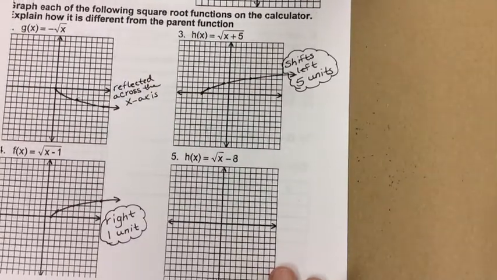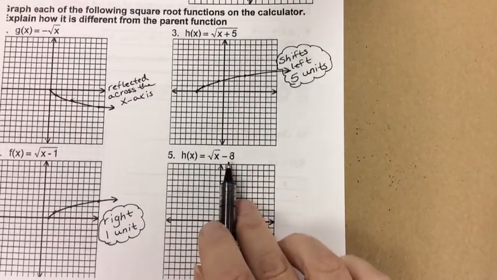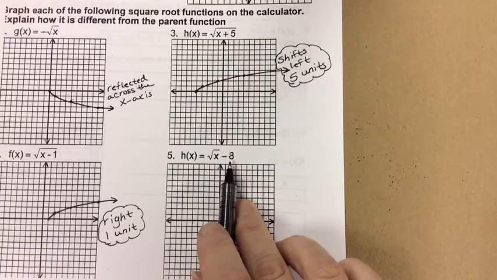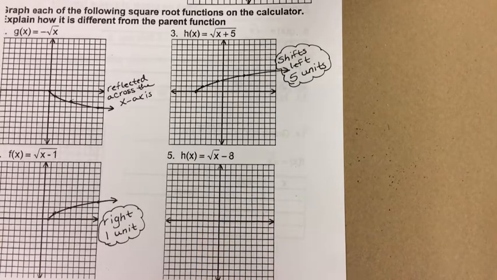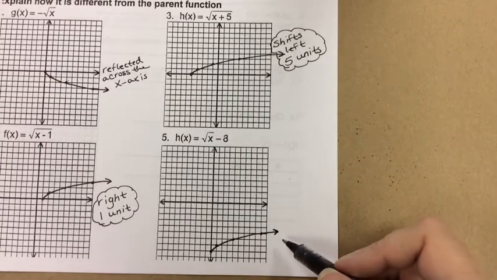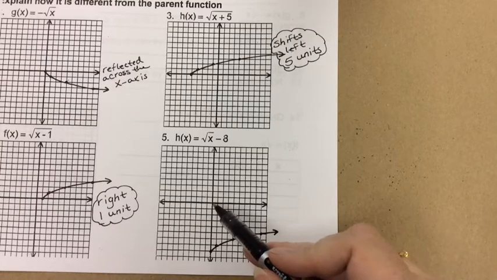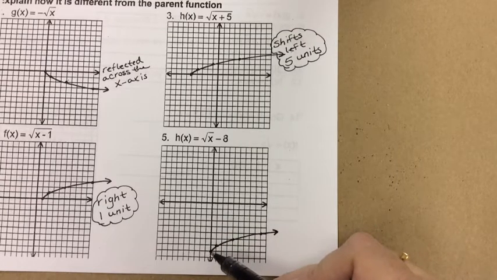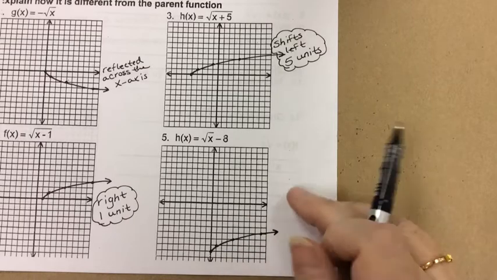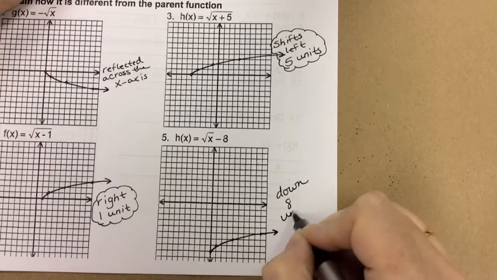All right, let's look at number 5. h of x equals the square root of x minus 8. Notice the minus 8 is outside the square root sign this time. So I want you to put that in your calculator and graph it, and then put it on your paper. And here is what I have. I hope that's what you have as well. It looks just like the parent function, except instead of starting at 0, 0, it starts at 0, negative 8. So it moved down 8 units.